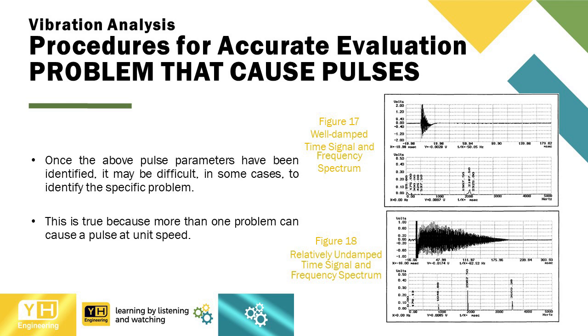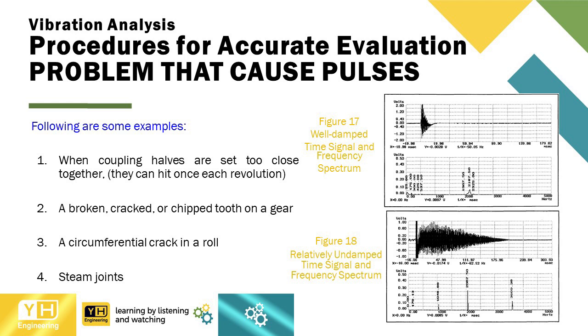Once the above pulse parameters have been identified, it may be difficult, in some cases, to identify the specific problem. This is true because more than one problem can cause a pulse at unit speed. Following are some examples. Number 1, when coupling halves are set too close together, they can hit once each revolution. Number 2, a broken, cracked, or chipped tooth on a gear. Number 3, a circumferential crack in a roll. And number 4, steam joints.